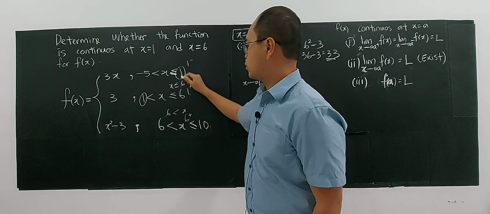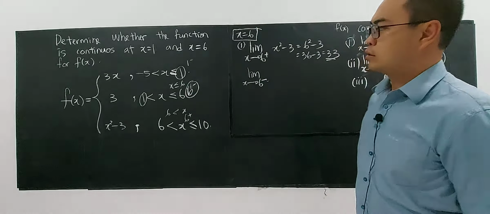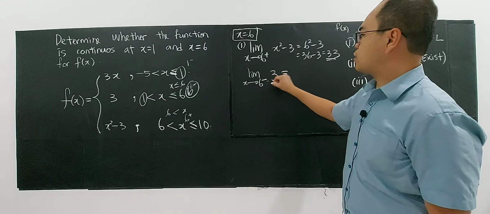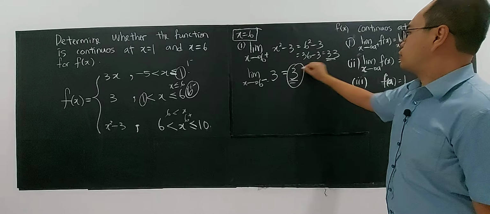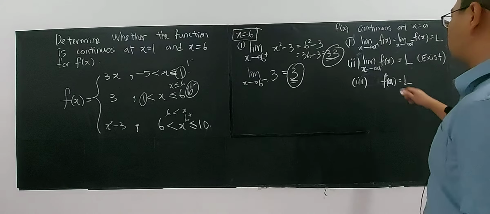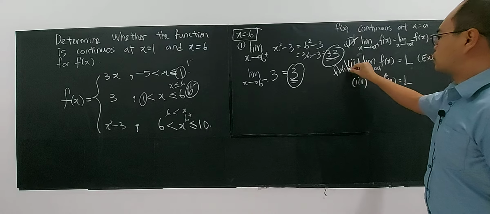Less than 6, so it means 6 minus, in this region here. In this region you will have 3. The limit of a constant is 3. You just try to observe: this 2 value is different. This 2 value is different. So it means that the limit does not exist, so it fails.